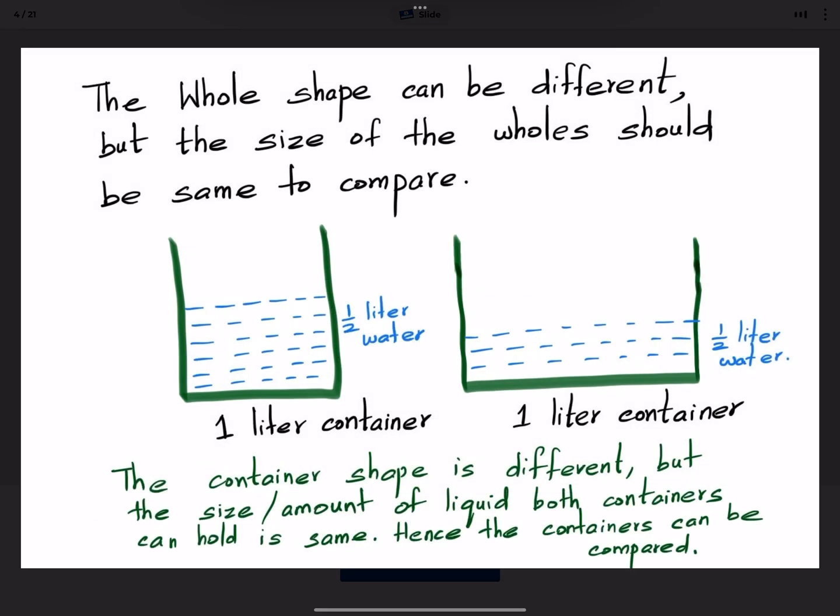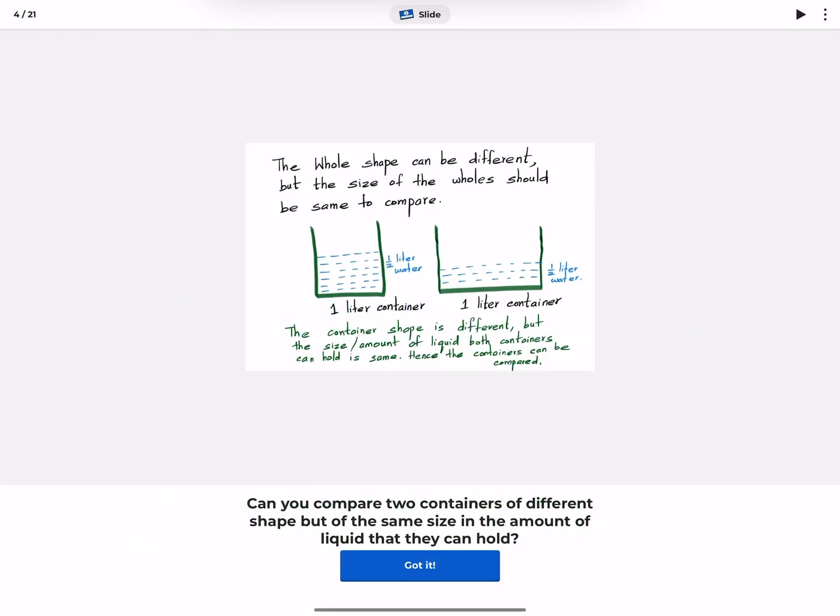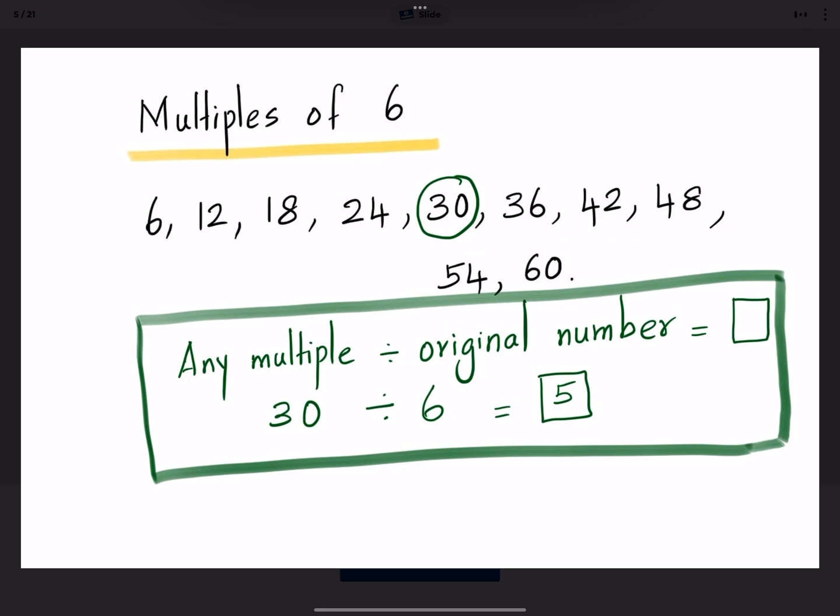Can you compare two containers of different shape but of the same size in the amount of liquid that they can hold? Write the multiples of any number up to multiple of 10. Then divide any multiple with the original number.